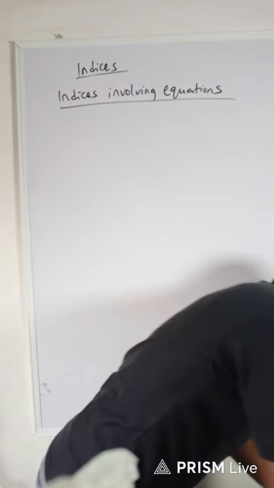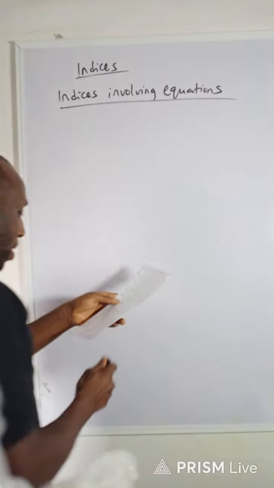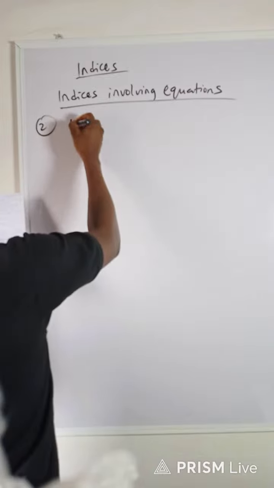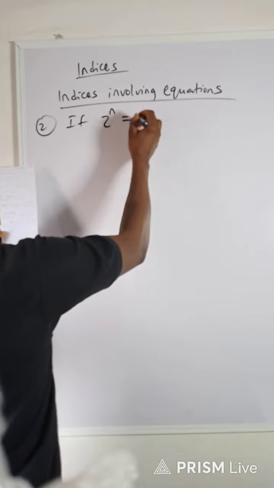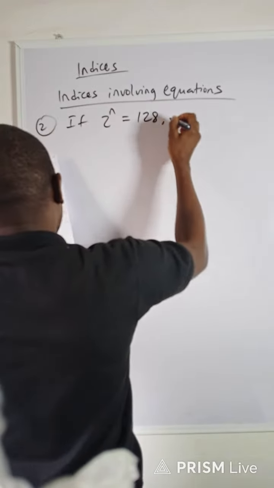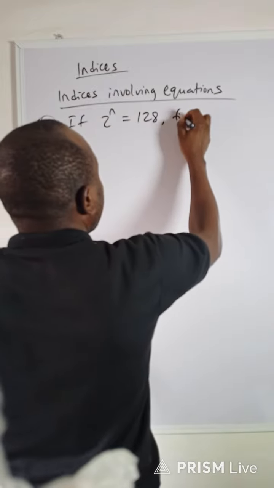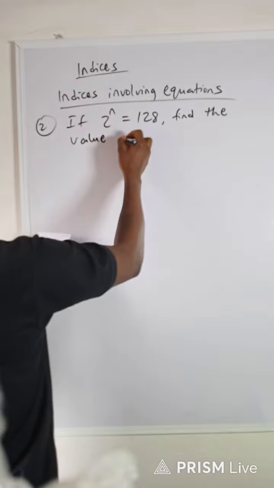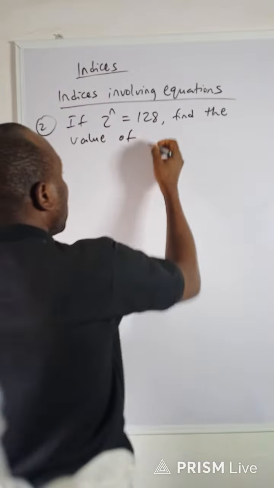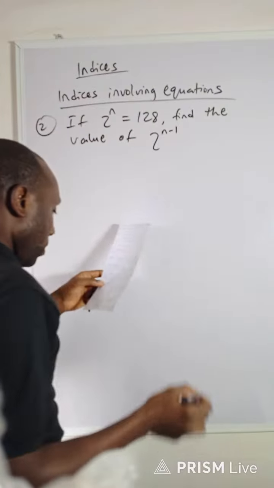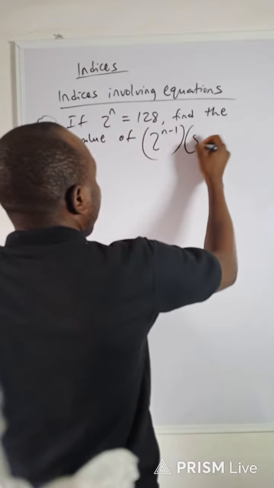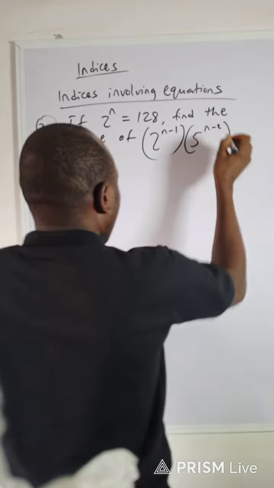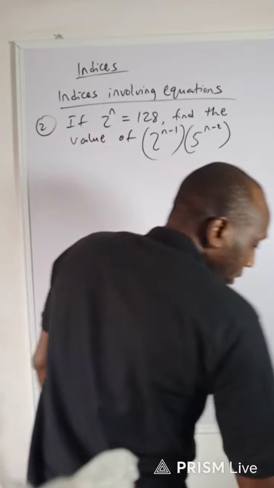So let's look at some other examples. We need to do this very well. I think I should number this number 2. So please let's write this. If 2 raised power n is equal to 128, find the value of 2 raised power n minus 1, and then bracket 5 raised to the power of n minus 2. Yeah, so that's it.